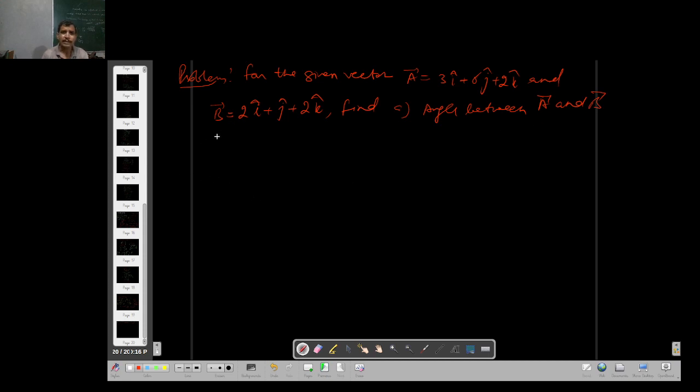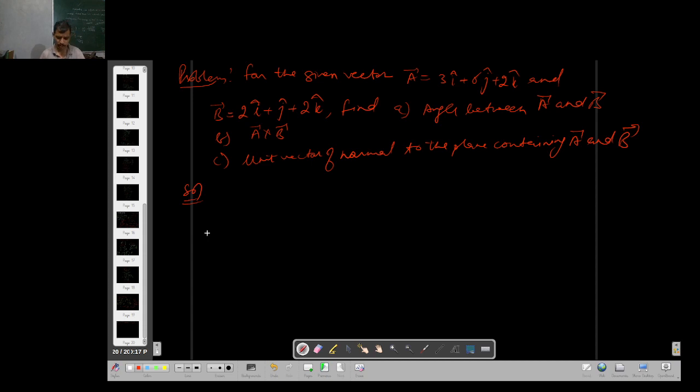Then second, we have to find out A cross B, and third is the unit vector normal to the plane containing A and B. That's what we have to do. So let us talk about its solution.